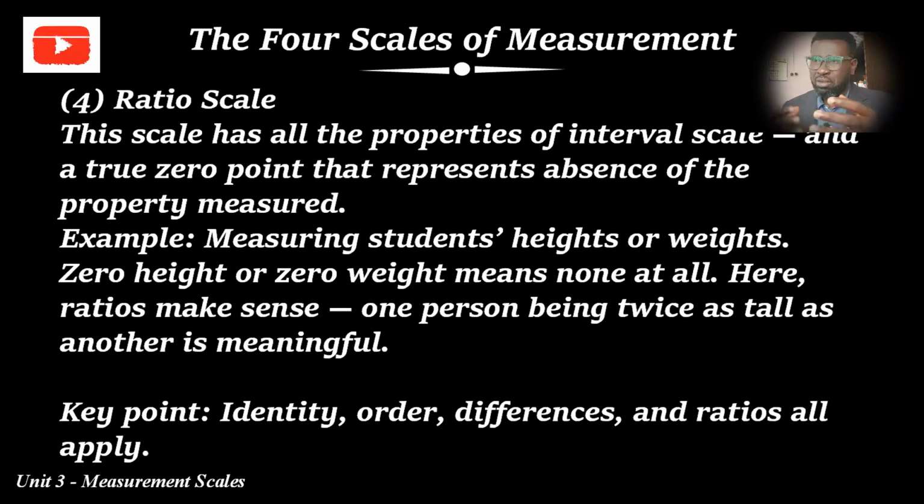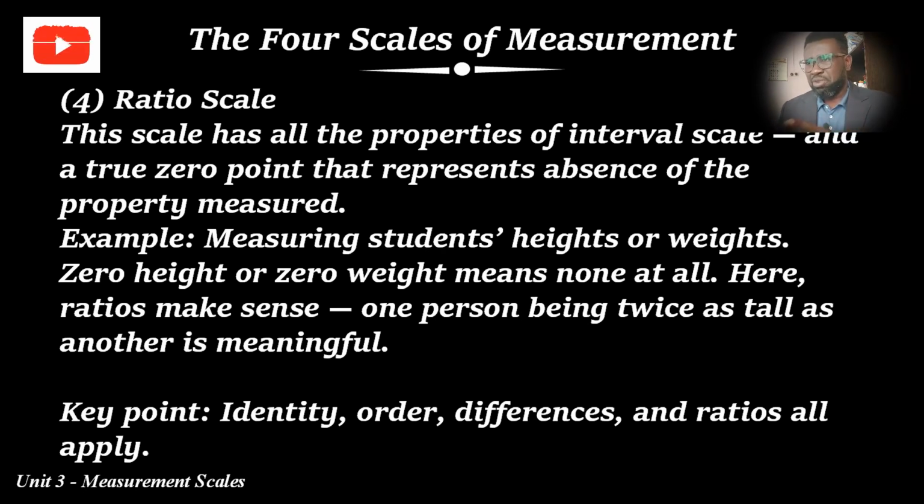Now let's go to the fourth. The fourth scale is called the ratio scale. This scale has all the properties of the interval scale, and a true 0 point that represents absence of the property measured. An example of this is measuring students' height or weight. Zero height or zero weight means none at all. Here, the ratios make sense. One person being twice as tall as another is meaningful. The key takeaway for this ratio scale is that identity, order, difference, and ratios all apply.